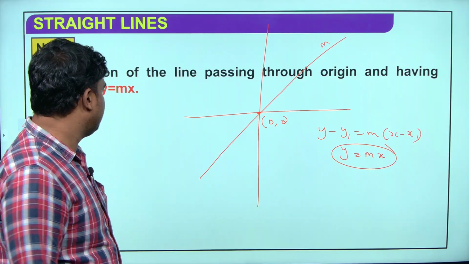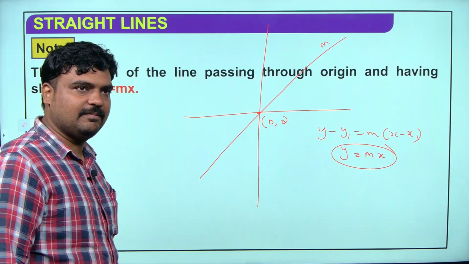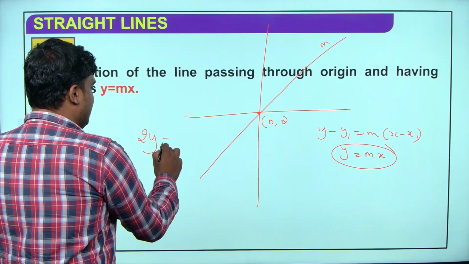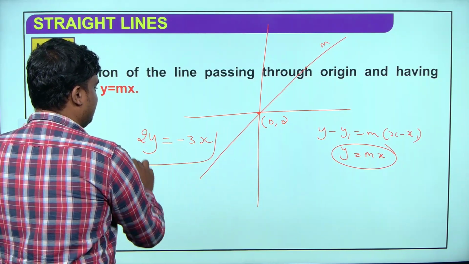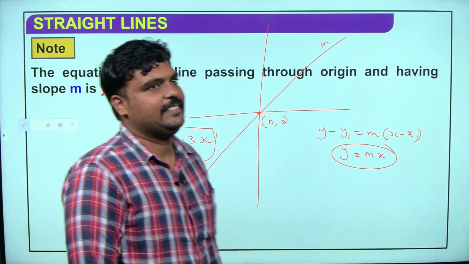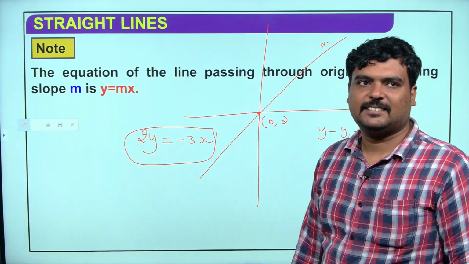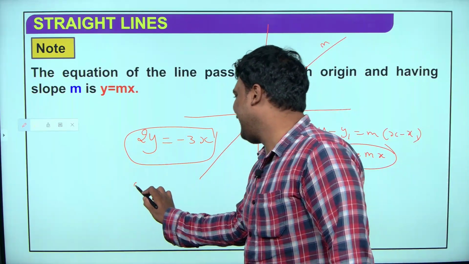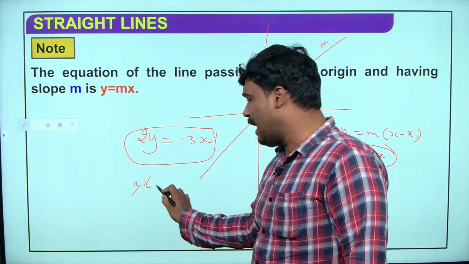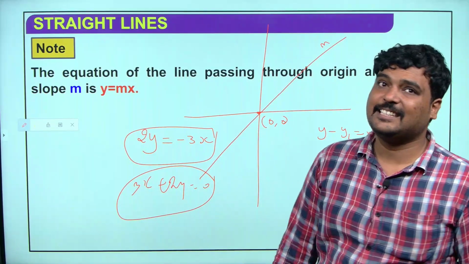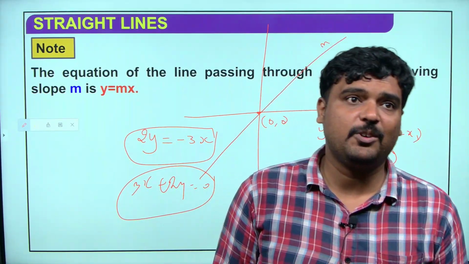2x is equal to 3y. Sir, 2y is equal to minus 3x. I always say, whenever you are going to say an equation, it should not be like this. The equation should be 3x plus 2y equal to 0. Yeah, this is how the equation can be. What you told is not an equation.